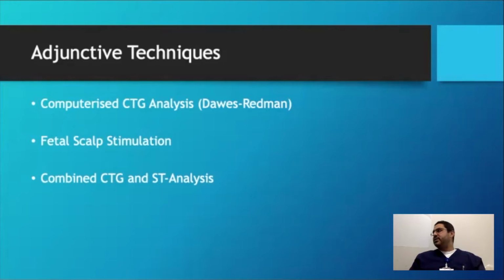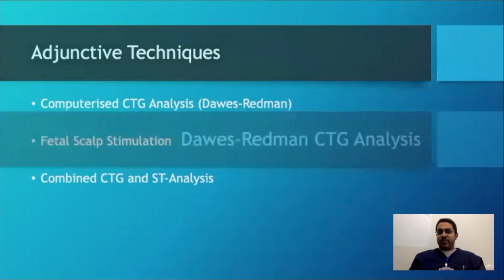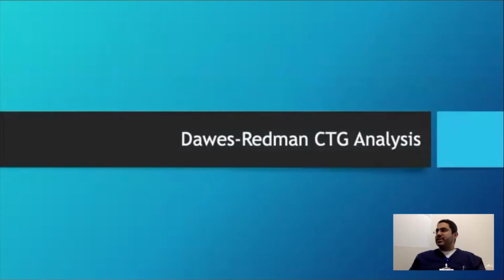I'm not happy to hear that Dawes-Redman is fine, it's ticked, so it's okay. Or Stan is happy, so I'm happy. I used to hear that so many times. It basically means that you don't understand the machine or the test that you're actually applying. Okay. Let's start off with Dawes-Redman analysis.